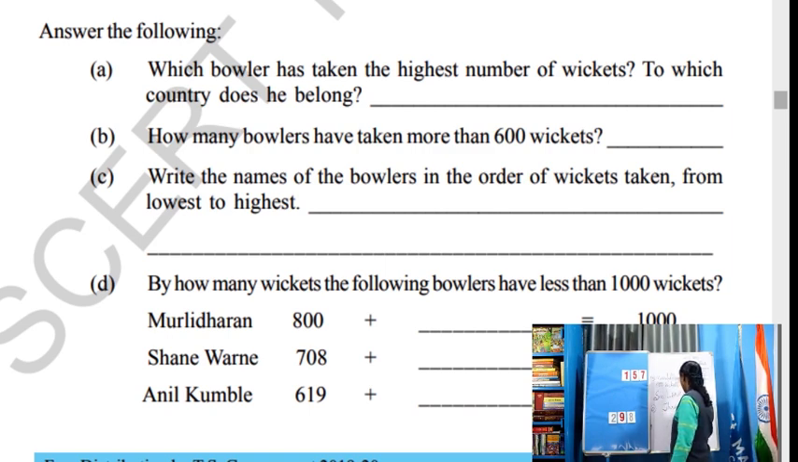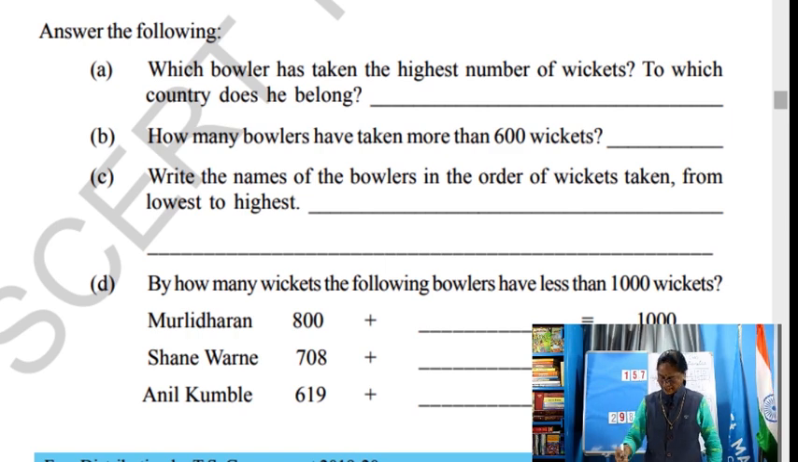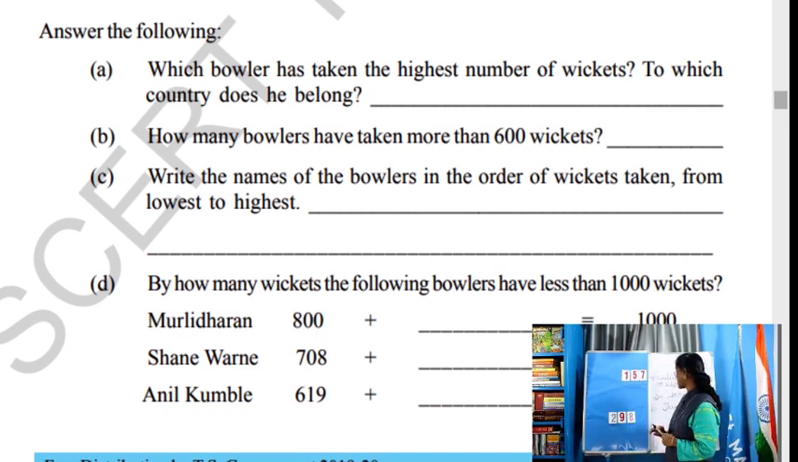3 players. If they ask you the name, you write the name. Otherwise, you need not write the name. Okay? Now, C question. Write the names of the bowlers in the order of wickets taken from lowest to highest. Lowest means he is asking us to write from small number to highest. You need to compare the numbers now.